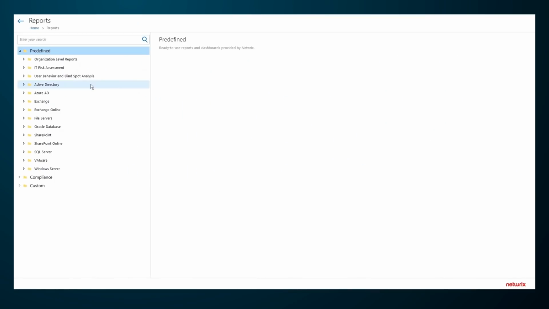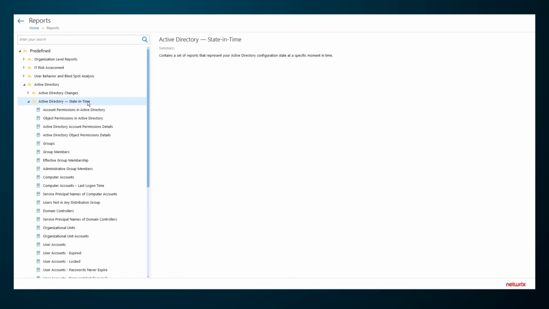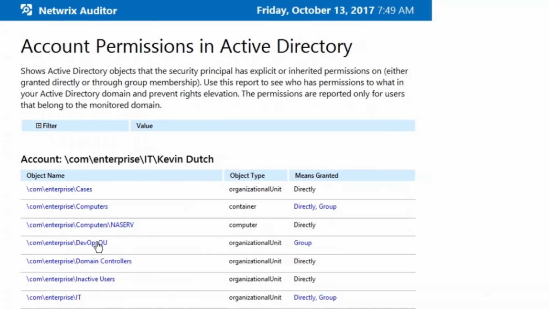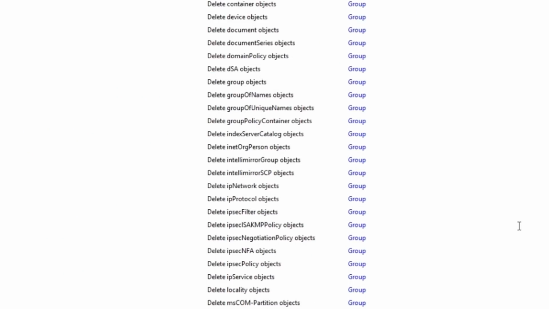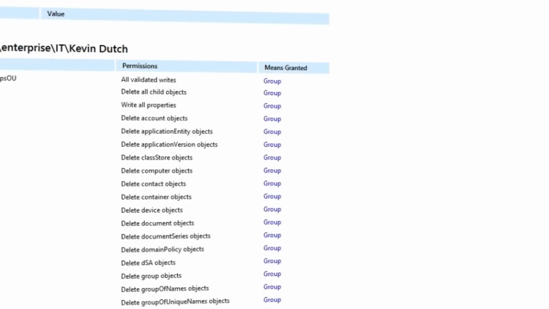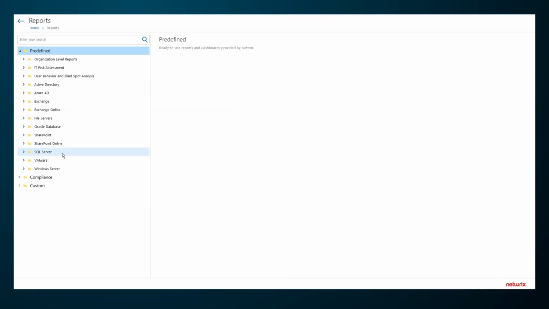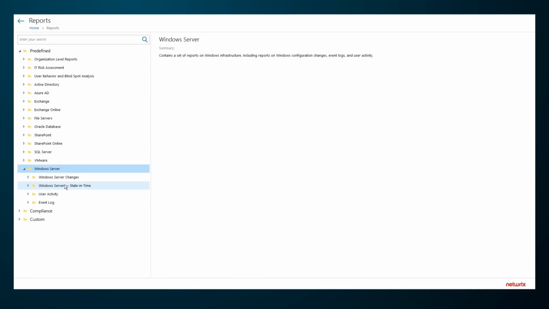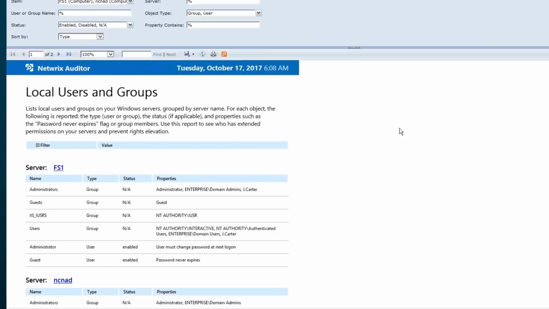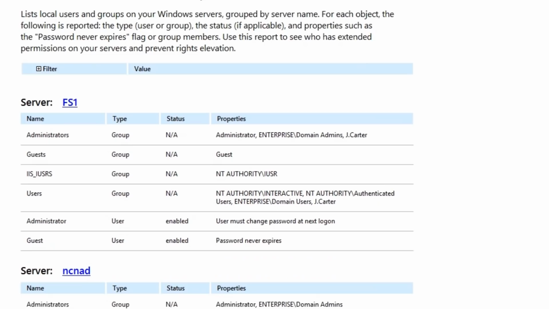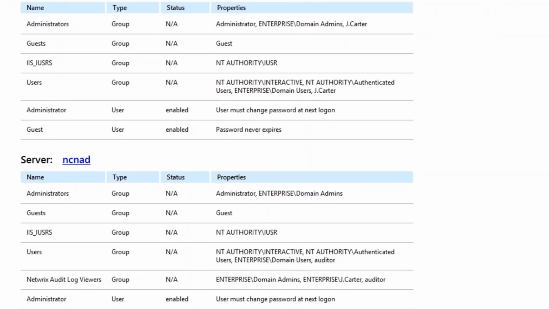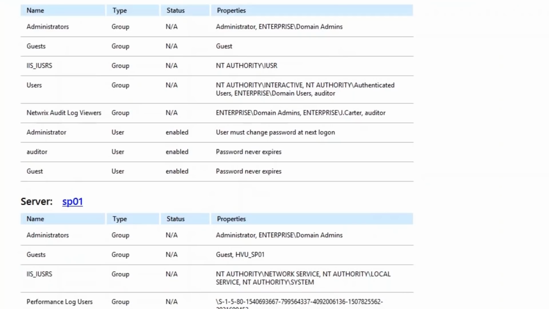Unravel the tangle of effective permissions and drill down to see exactly what rights a user or a group has for specific AD objects and how they were granted. Ensure the security of your Windows servers by gaining control over local accounts and groups. For example, verify that only eligible users are nested in the local administrator's group and that guest accounts are disabled.